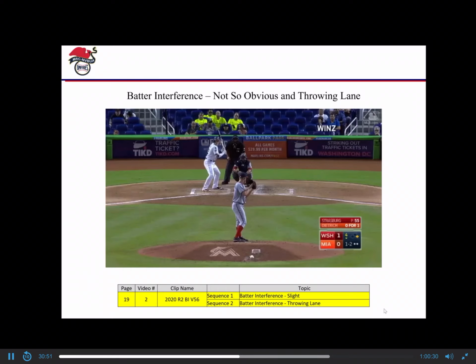So hopefully you saw in both video examples the slight interference on the first video, and in the second one, even though the batter may have stepped over home plate and there was enough time for a throwing lane to be created, in that example, I would probably call interference because you saw the potential for the catcher to double clutch, waiting for the batter to get out of the way, and by the time he threw, there was a throwing lane. But don't be deceived, because by then the damage was done and he had to double clutch.